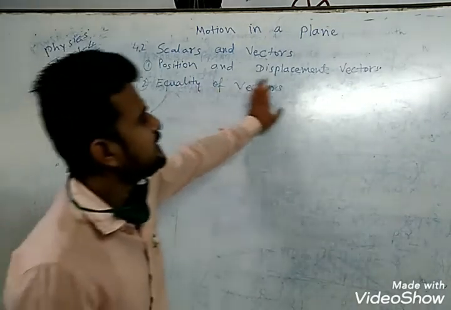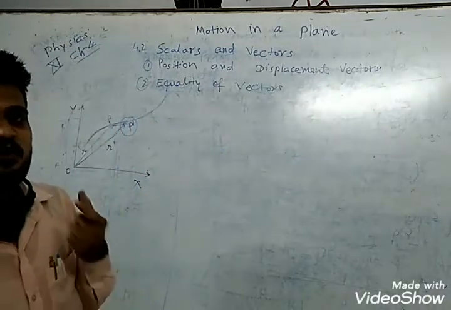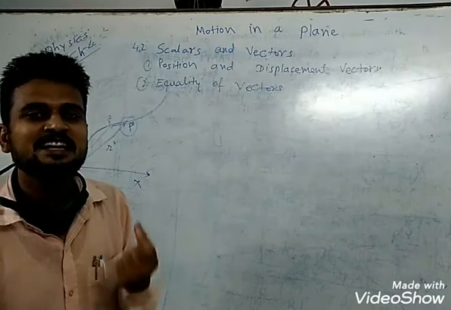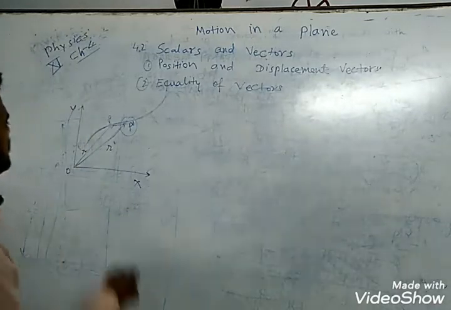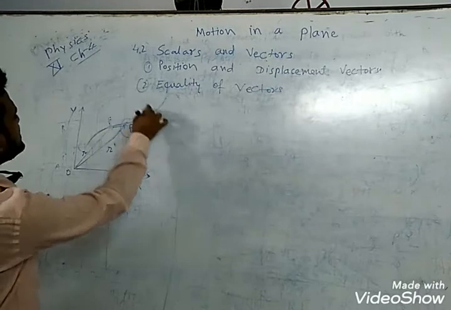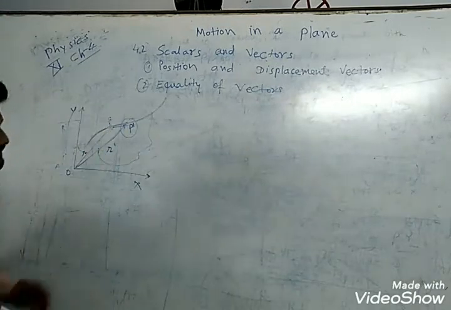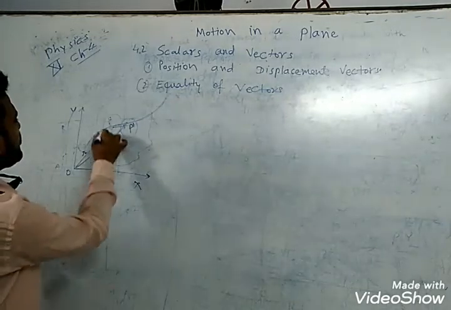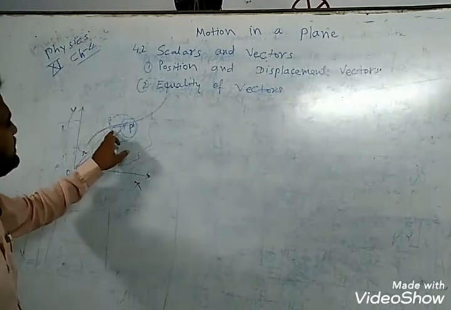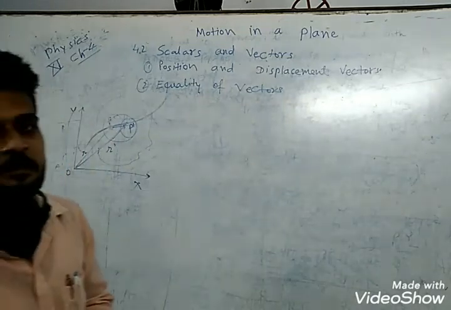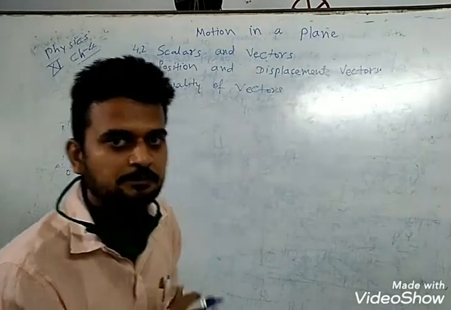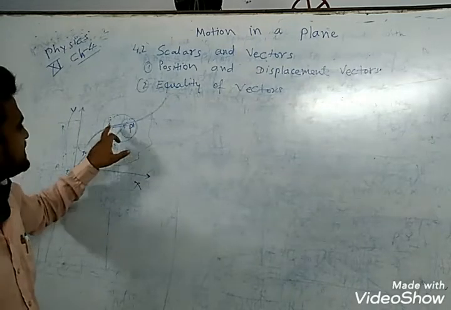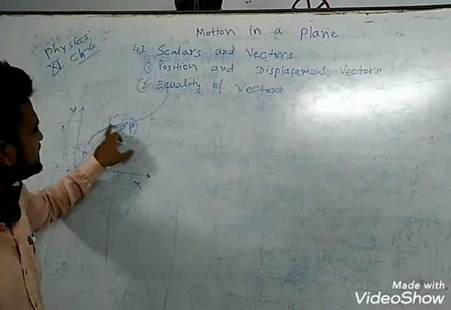But we already know displacement depends only on the final position and initial position, not on which kind of path. Displacement depends only on final minus initial position. So the displacement is directly from P to P dash, not along this curved path.